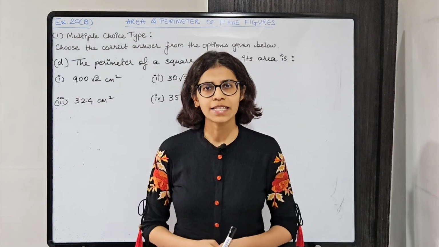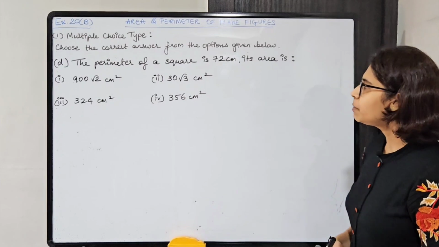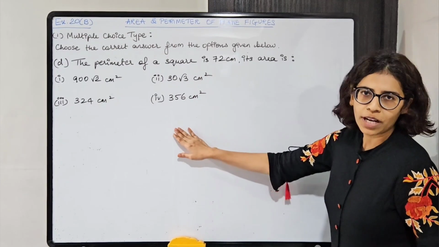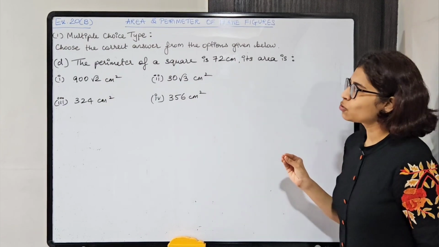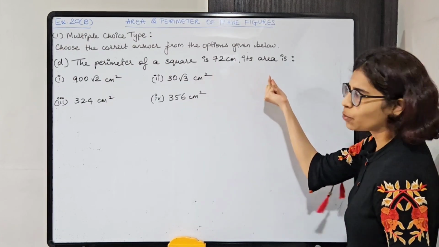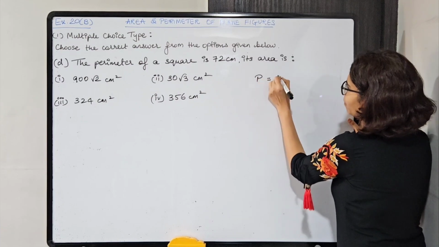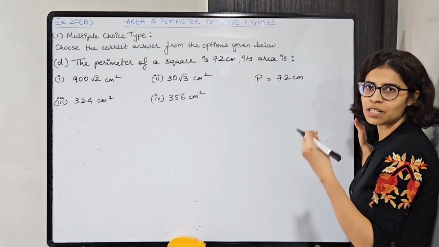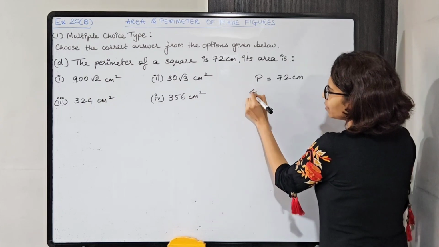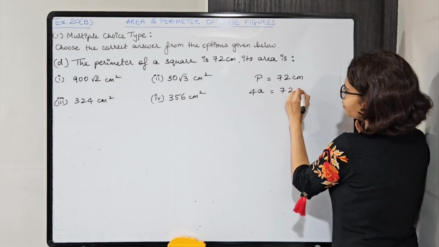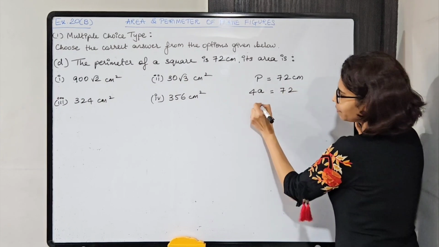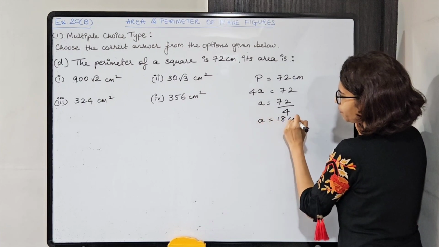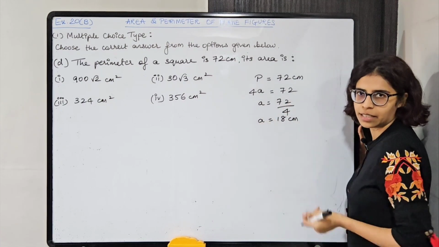Okay. Next MCQ. D. The perimeter of a square is 72 centimeter. Its area is. Again, don't look at the options. We will solve first. So very easy. Perimeter of the square is given. So for the square, perimeter is 72 centimeter. What is the perimeter of a square? It is a plus a plus a plus a, 4a. All sides are equal, right? So 4a is equal to 72. So a will be 72 by 4, that is a will be 18. Each side of the square is 18 centimeter.